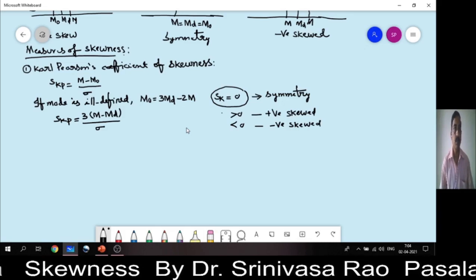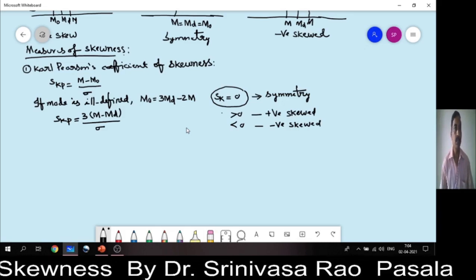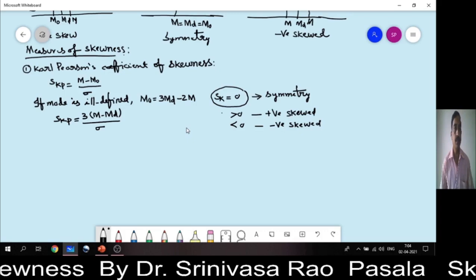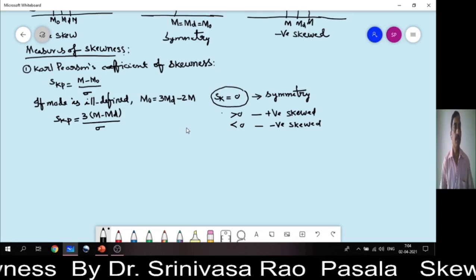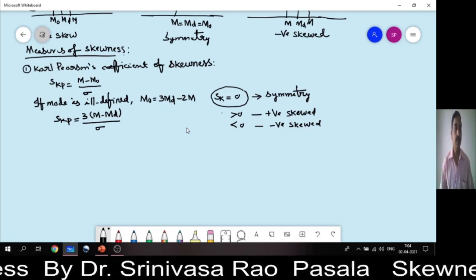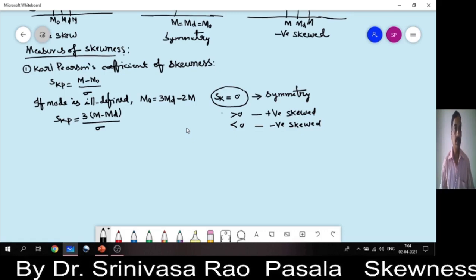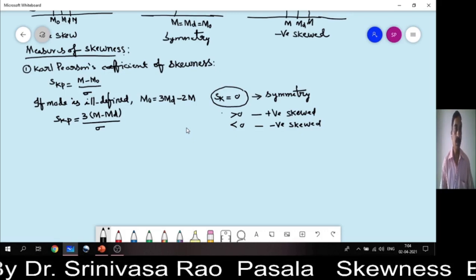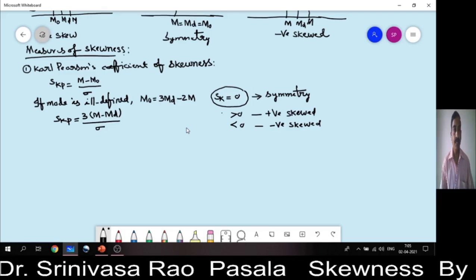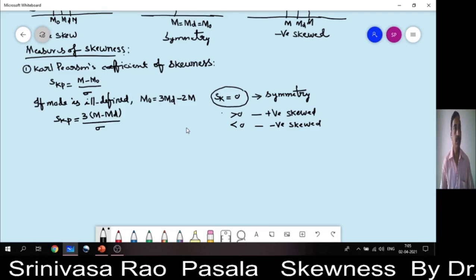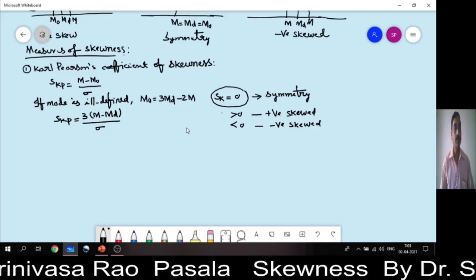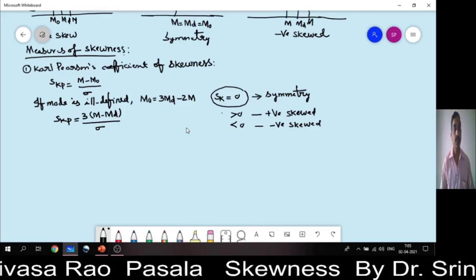So if you observe from these two formulas, if it equals 0, it means mean equals median equals mode. So what we just now said, the characteristic of a symmetric distribution is that mean, median, mode coincide, right?